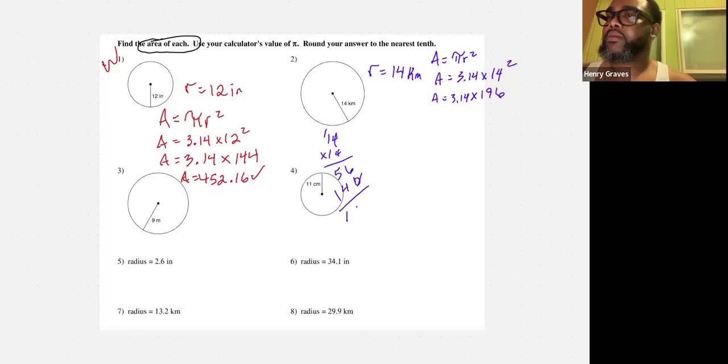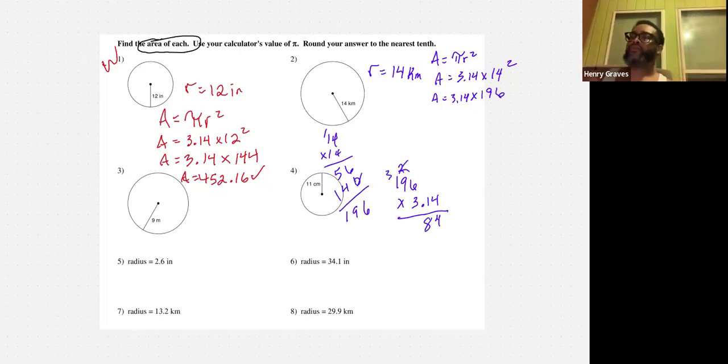196 times 3.14. This is going to be a little bit tough. 6 times 4 is 24. Put the 4 over here. Put the 2. 9 times 4 is 36. Plus 2 is 38. Add the 3. 4 times 1 is 4. Plus 3 is 7. 0.